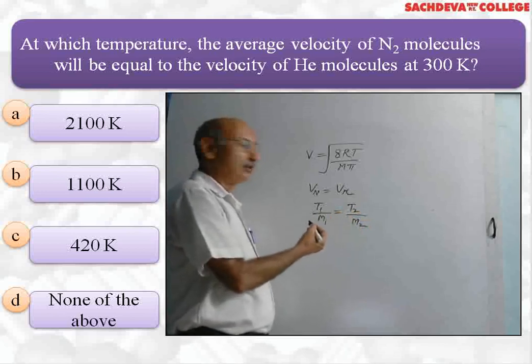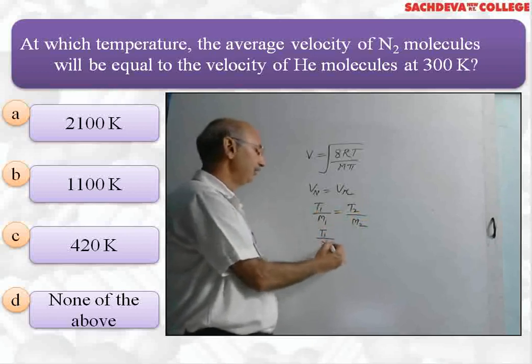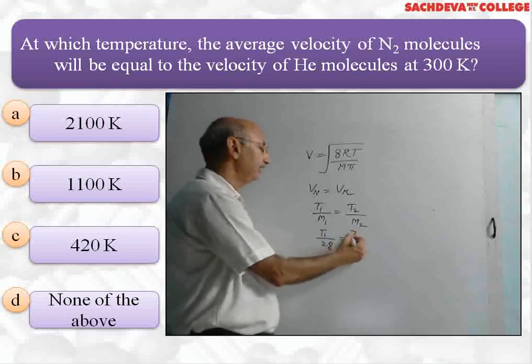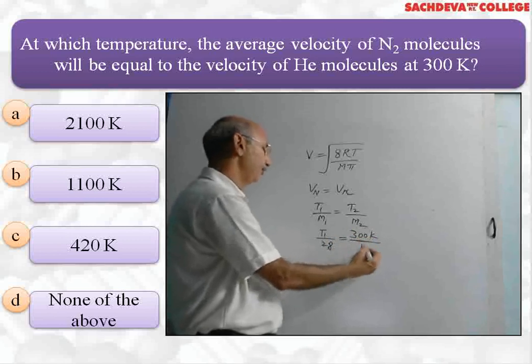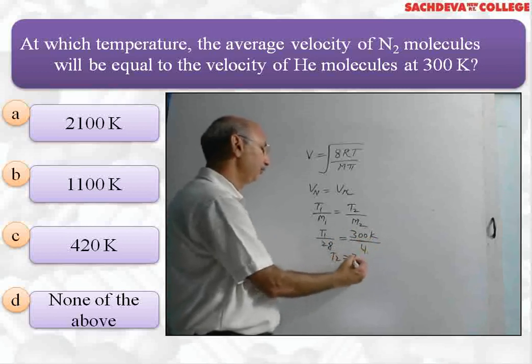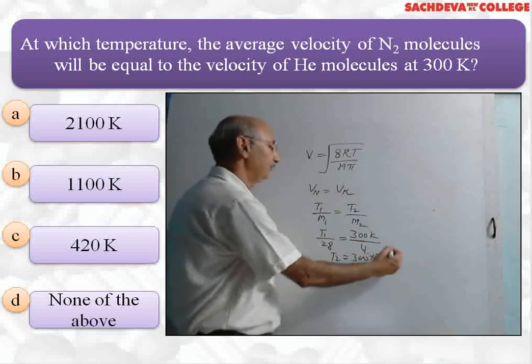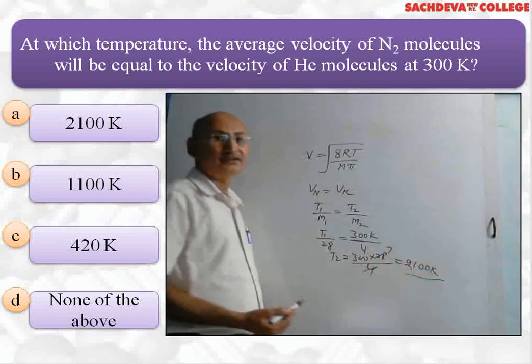Now we want to find out temperature of nitrogen. Its molecular weight is 28. Temperature of helium is 300 Kelvin. Molecular weight of helium is 4. So T2 will be equal to 300 into 28 divided by 4. This will come out to be 2100 Kelvin. So the correct answer is A part.